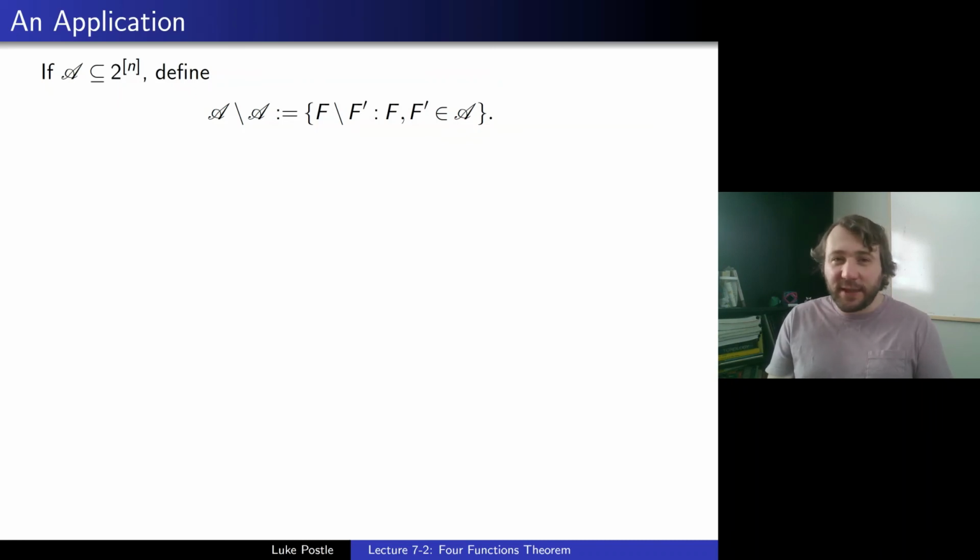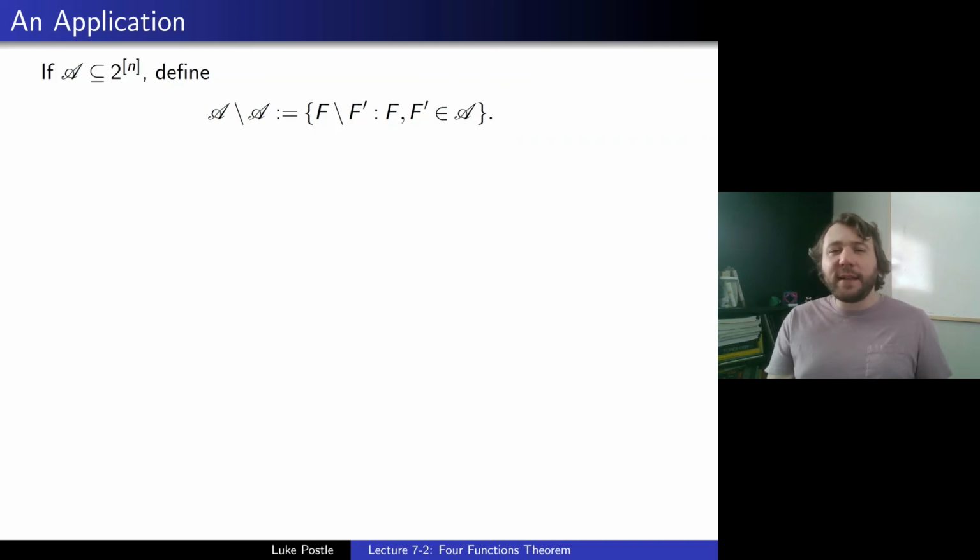And that will lead us to our last application for the day, which is: if script A is a subset of the set of subsets of n, then we define a set minus A, which is weird, but it's kind of like symmetric differencing. We're going to define this to be F set minus F prime, where F and F prime are in A. So what is that?